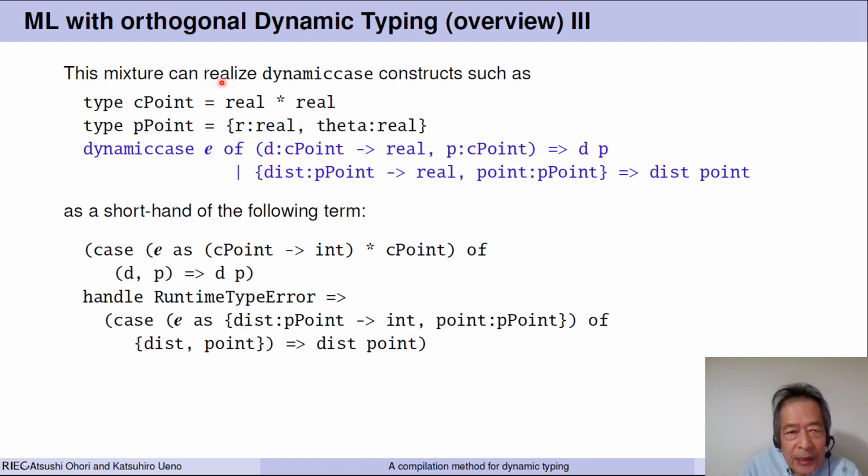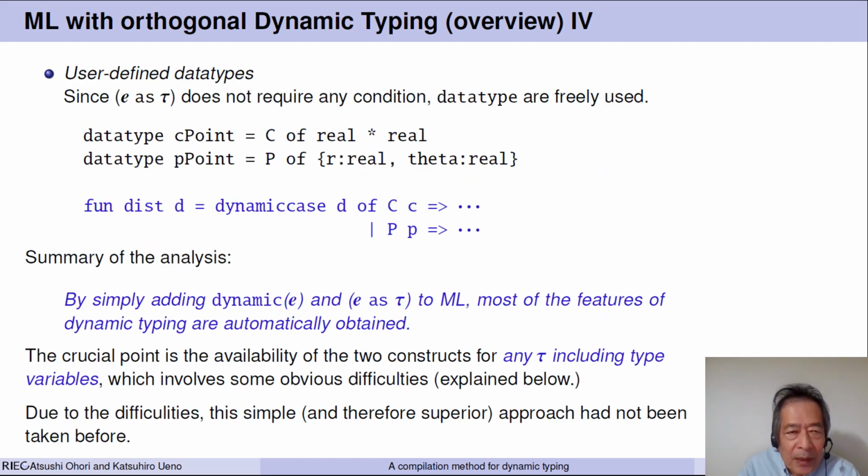Furthermore, this mixture can indeed realize the dynamic case or type case construct. So I use dynamic case E of some pattern arrow expression. This is a simple syntactic sugar. User-defined data types are also no problem. You can define an arbitrary number of user-defined data types and use any number of any combination of constructors of different types in a single dynamic case statement. So now we understand that with these two constructs, most of the features of dynamic typing are automatically obtained.